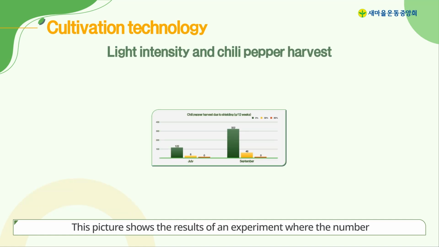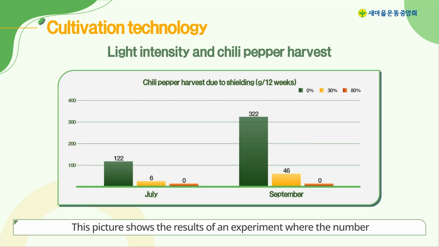This picture shows the results of an experiment where the number of flowers declined when the amount of sunlight was reduced too much.